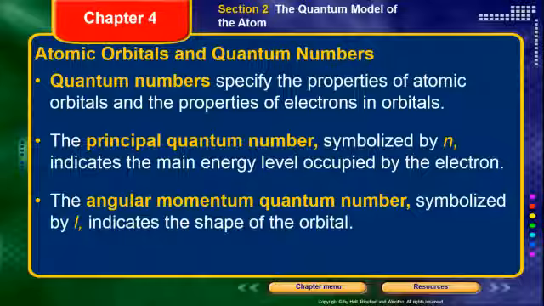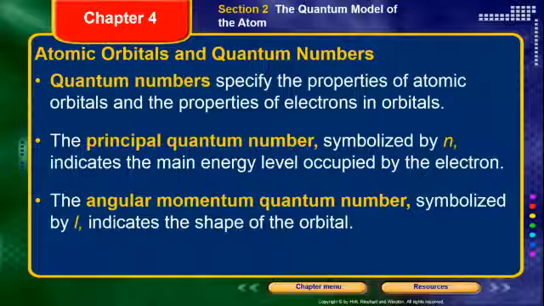Here's the first one. The principal quantum number. Now, not principal like I have certain principles that I have to live by. Principal as in the person who's in charge. This is the main quantum number. It's the first one you deal with, and it gives you the most information. Symbolized by n, it indicates the main energy level occupied by the electron.